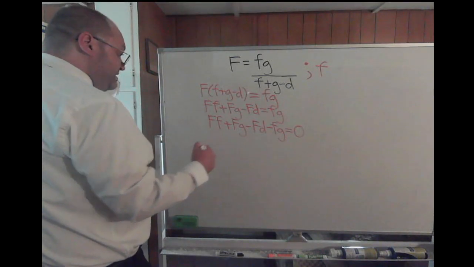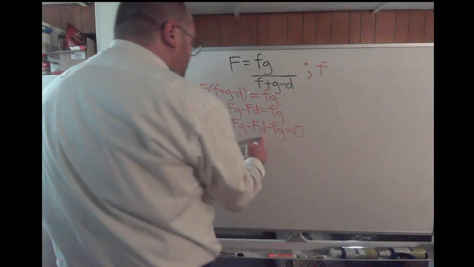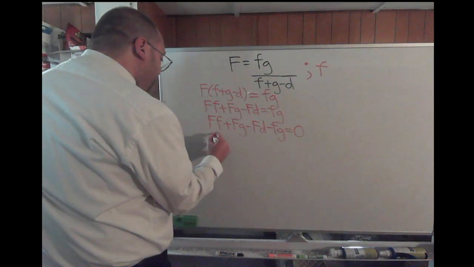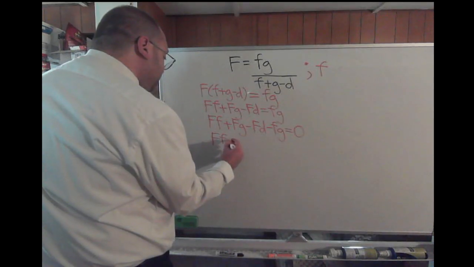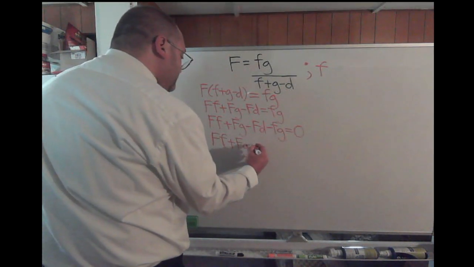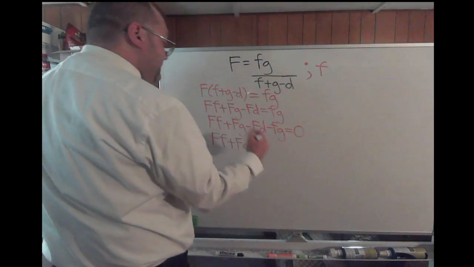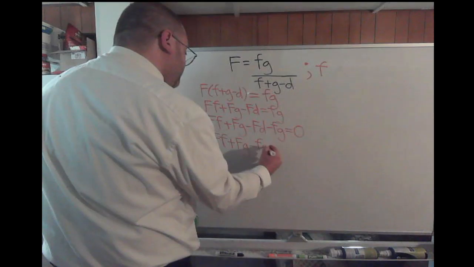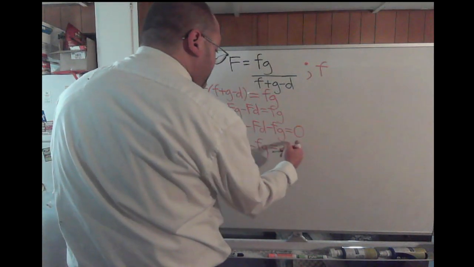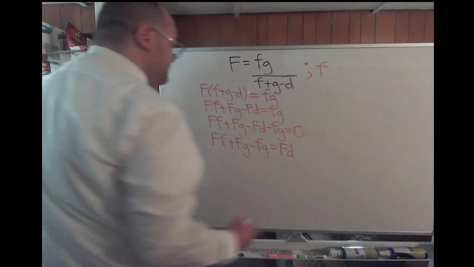Actually, let's move the Fd over. We have negative Fd on the left. If we add Fd, we'll get rid of it. We'll have uppercase F lowercase f plus uppercase F lowercase g. Then if you add positive Fd, that goes away. You'll just have minus lowercase fg. That'll equal, because you have to add the Fd to the right, you'll get Fd on the right-hand side.